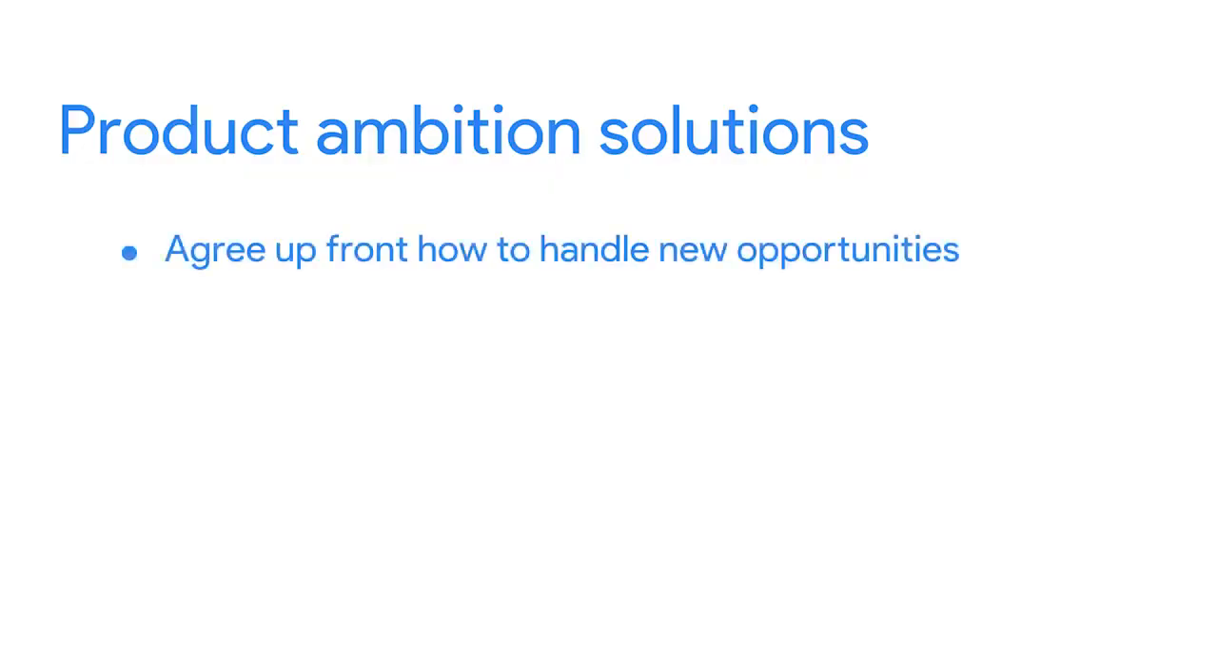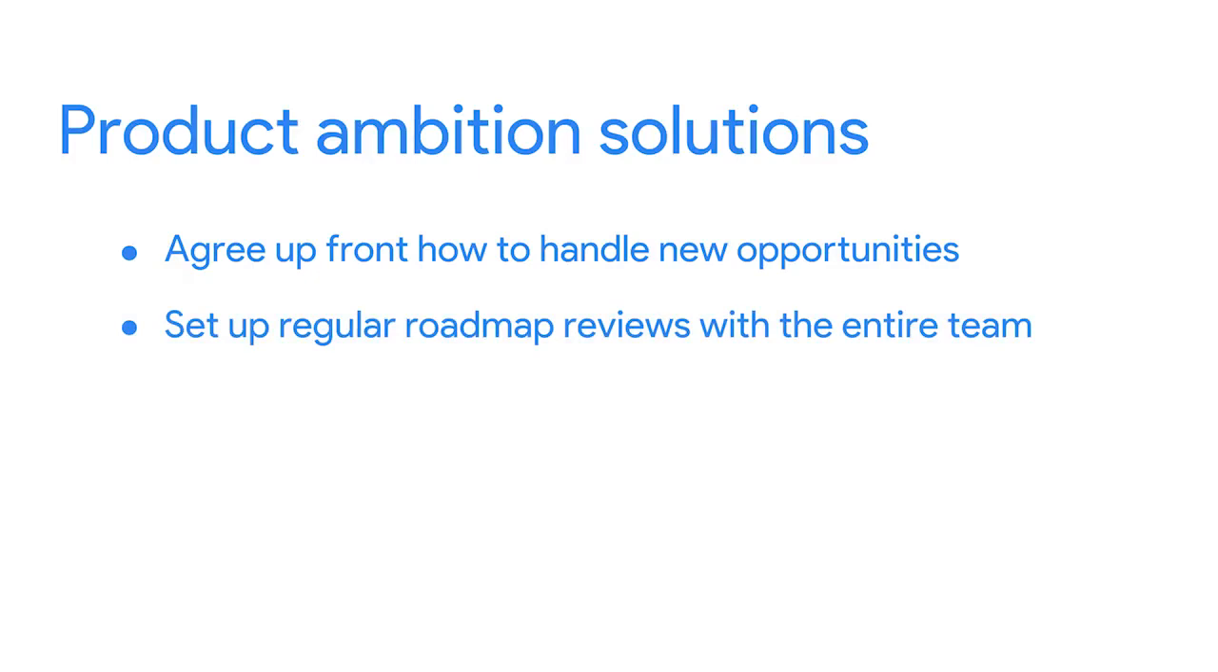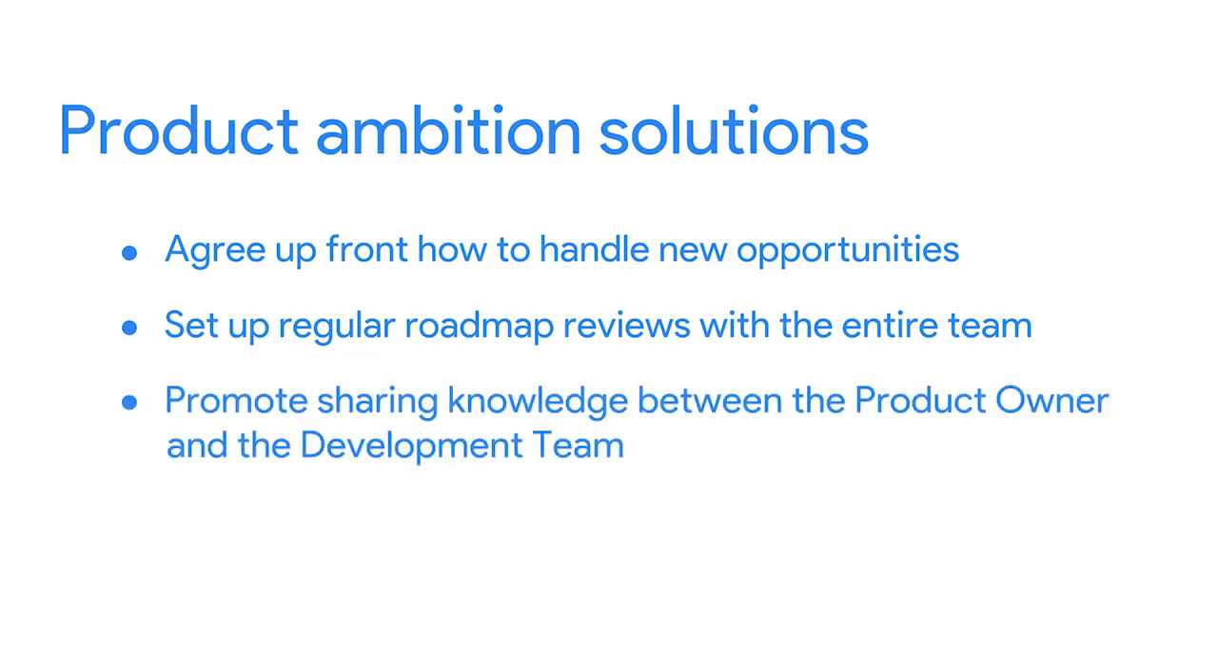So, how do you deal with this challenge? Here are 3 ideas to maintain a healthy roadmap management plan between you and the product owner. First, agree upfront how to handle new opportunities. Define when they are reviewed and estimated, and how customer or management commitments are made. Second, set up regular roadmap reviews with the entire team, at least quarterly, so that everyone knows what to expect. And third, promote sharing knowledge between the product owner and the development team, so that the product owner knows how much effort the product takes to build, and the team is aware of changes as early as possible.